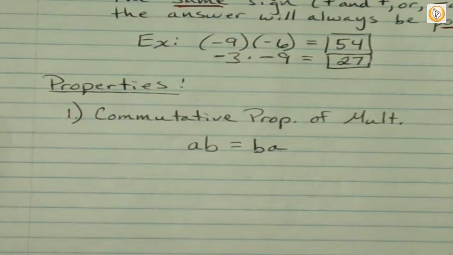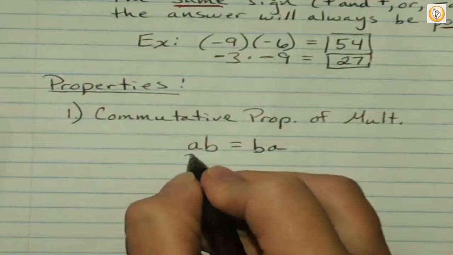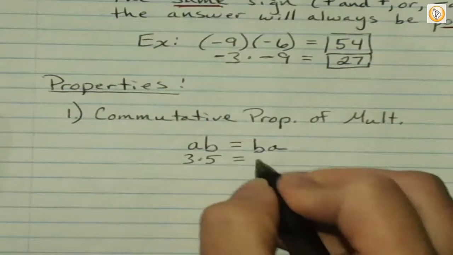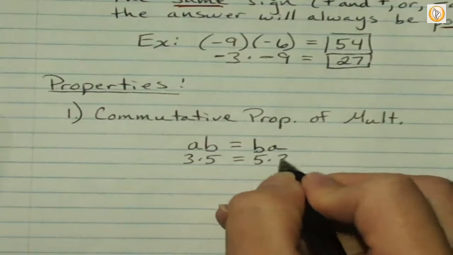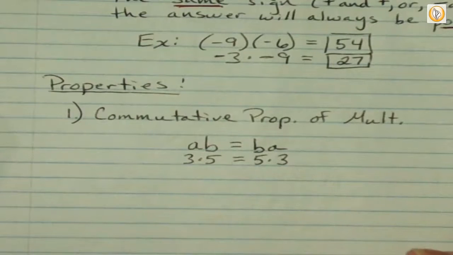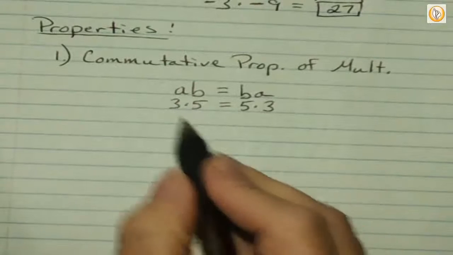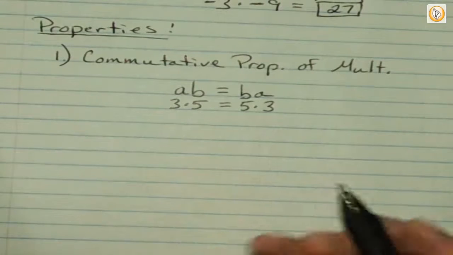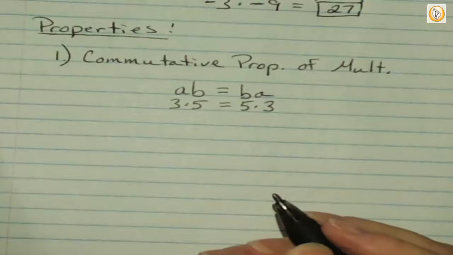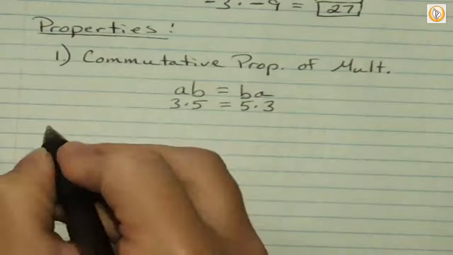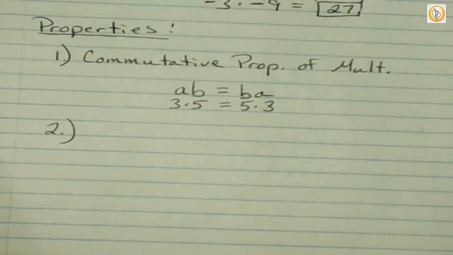So like I could say 3 times 5 is going to give me the same answer as 5 times 3. Do we agree that even though we switched the numbers around, you're still going to get the same answer? Okay, good. Because 15, 15. All right.